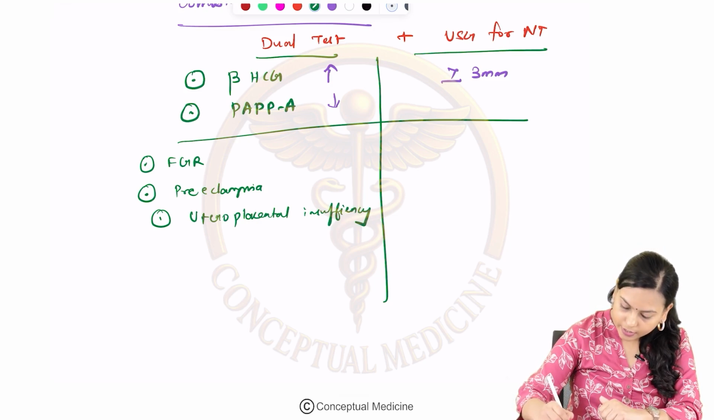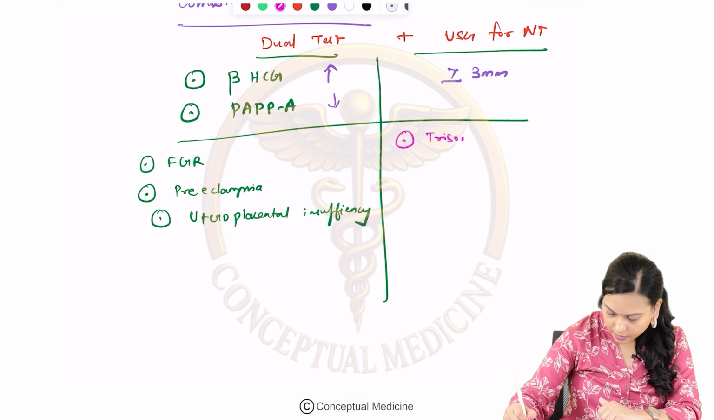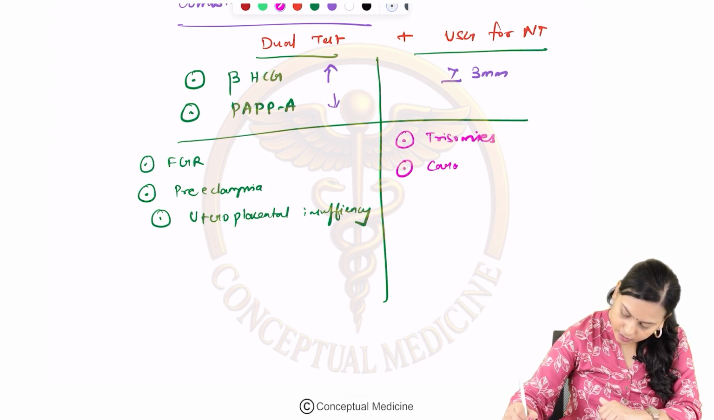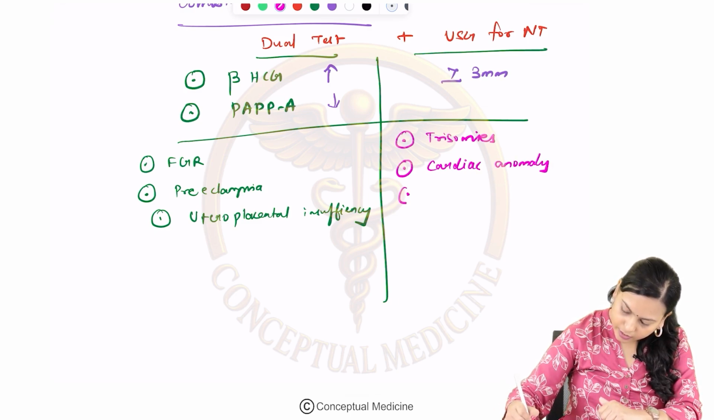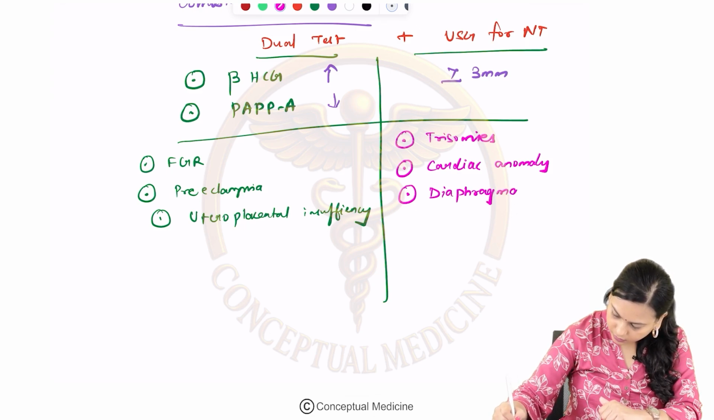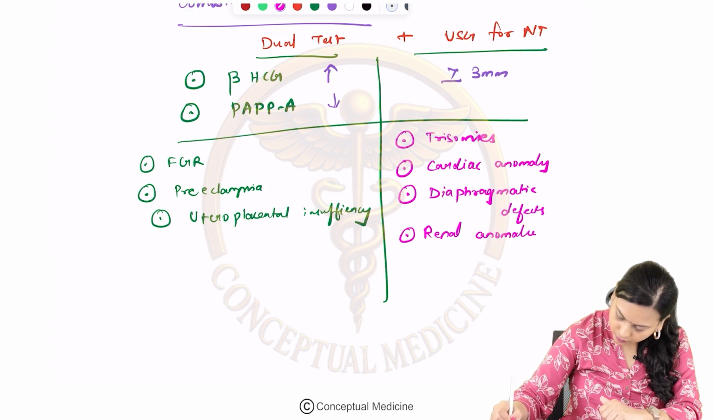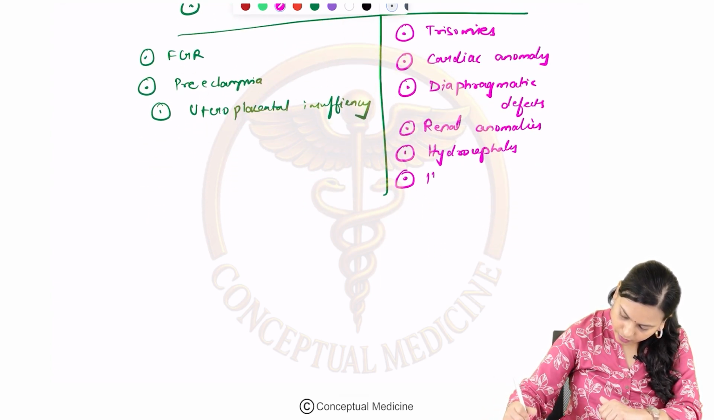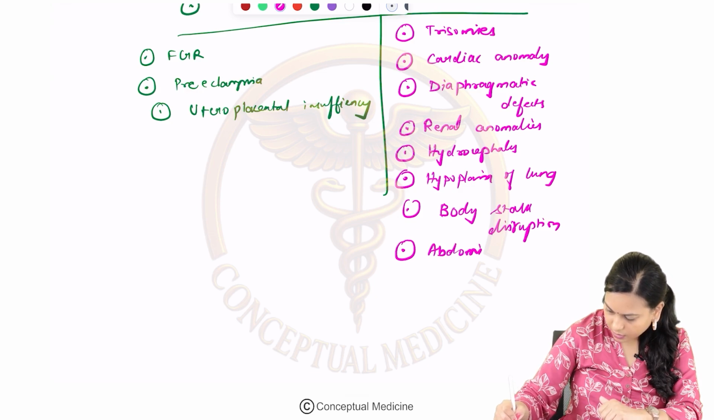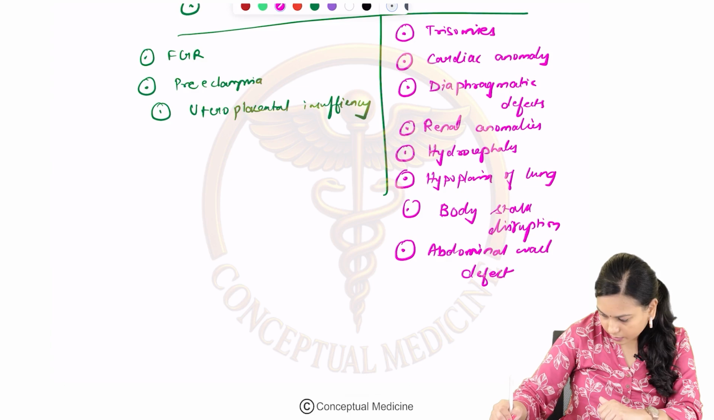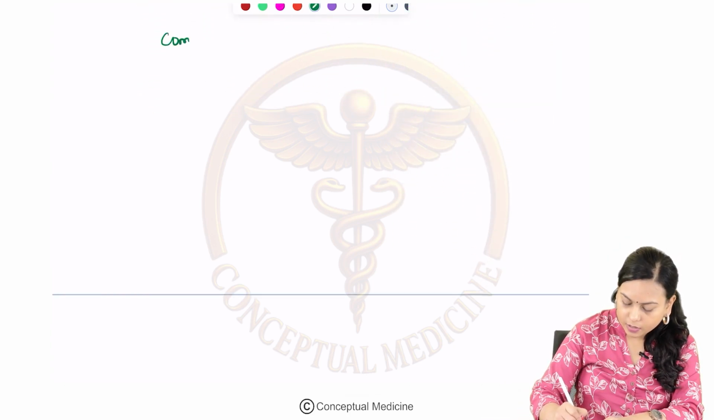And USG for increased NT can be found in conditions like other trisomies, any cardiac anomaly, diaphragmatic defects, renal anomalies, when there is hydrocephalus, or hypoplasia of lung, or when there is body stalk disruption leading to abdominal wall defects.